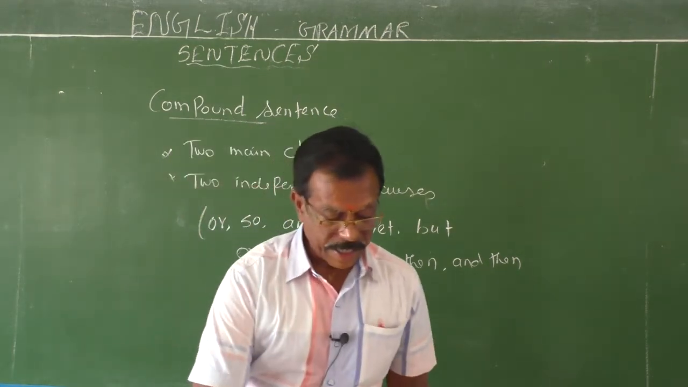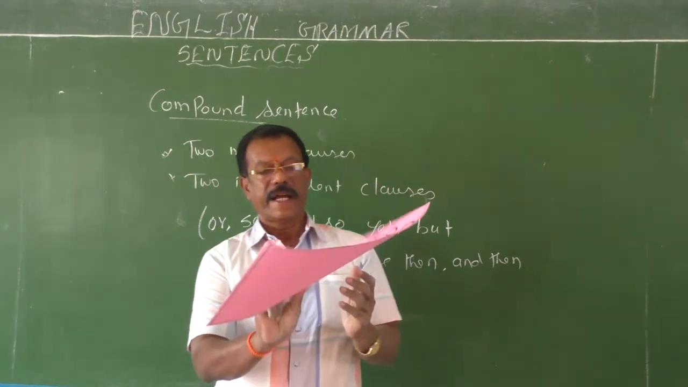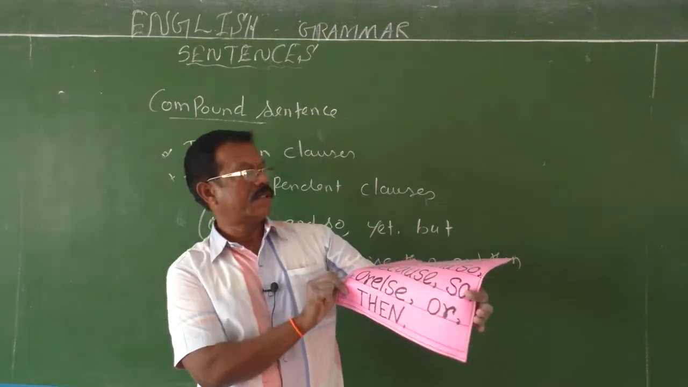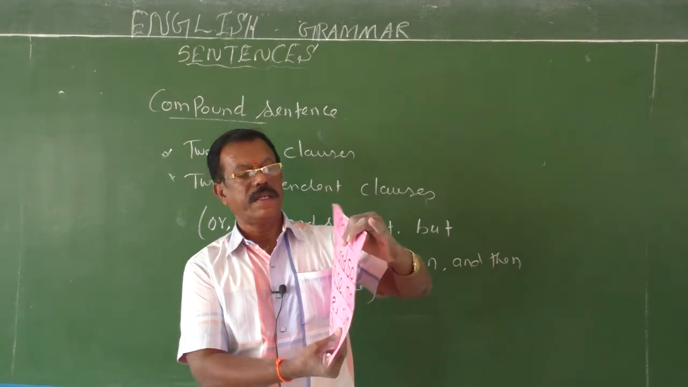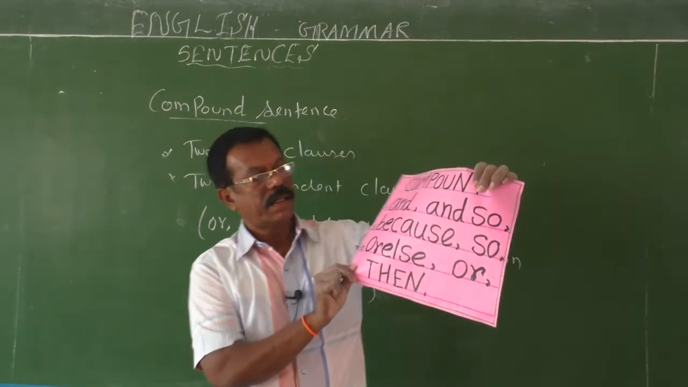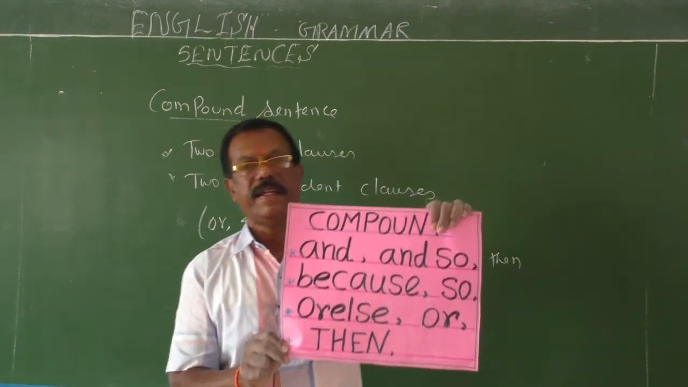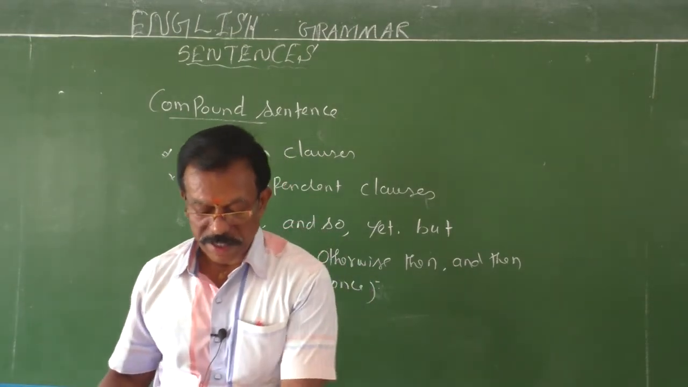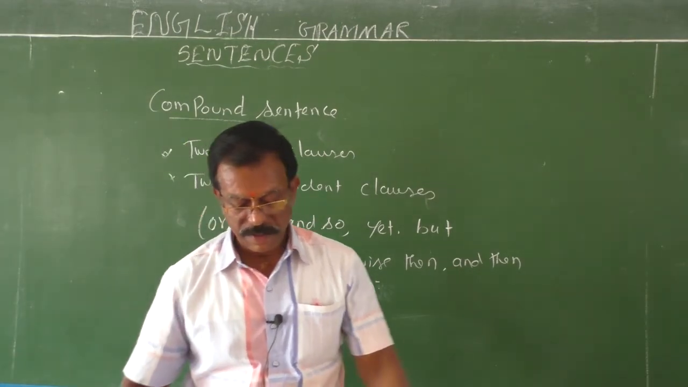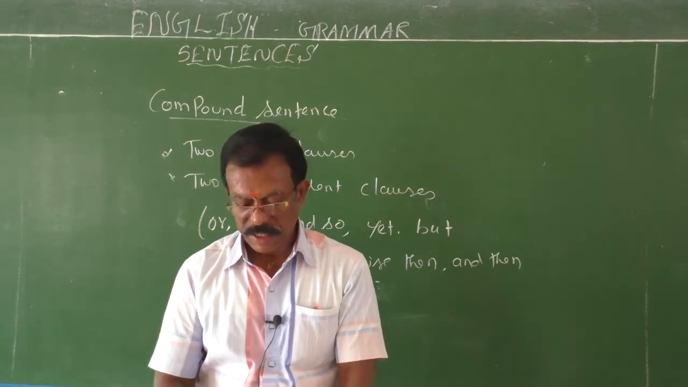Okay, so look at this chart: compound sentence, and, so, because, or else, or then. Mostly in compound sentences we use these coordinating conjunctions. I will give you one or two examples for these compound sentences.